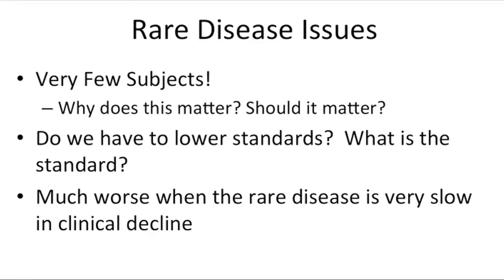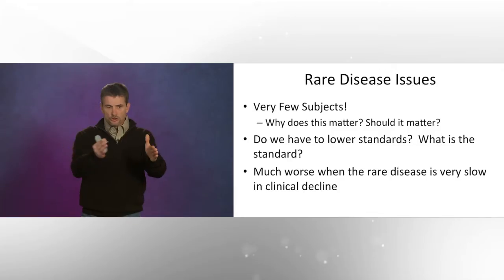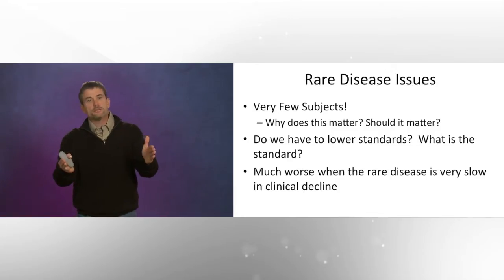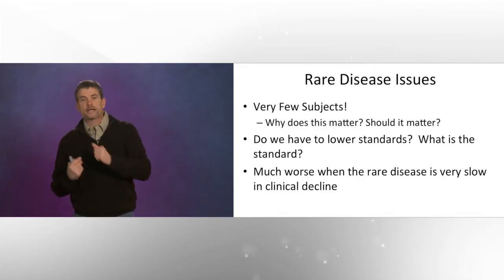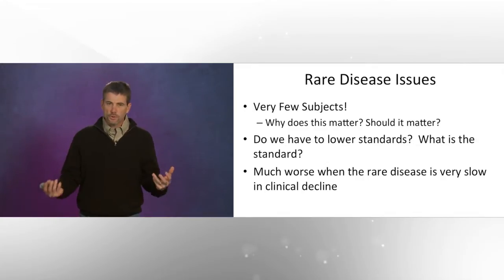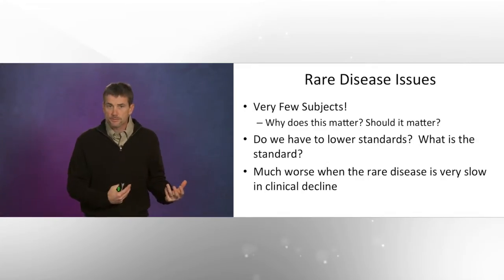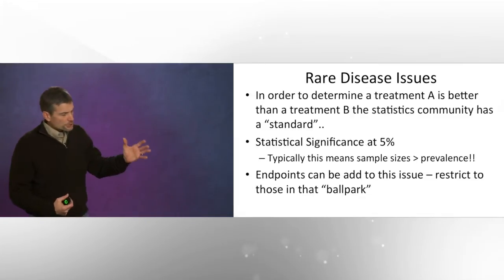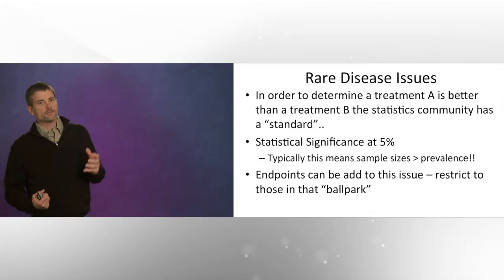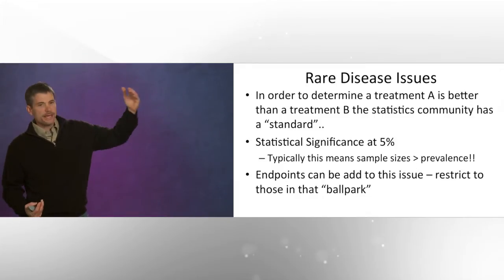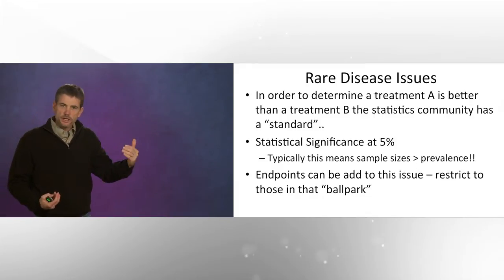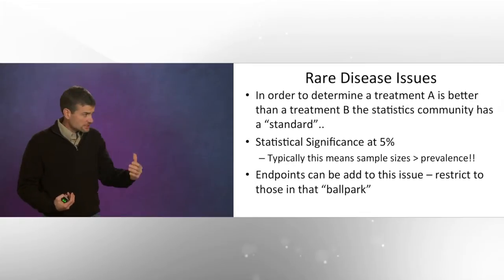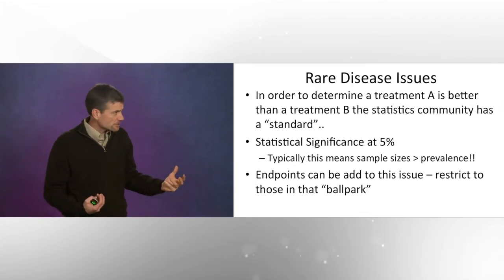But of course, it's a much worse problem when we have slow decline. If a patient takes 15 years to decline, do we put patients on placebo for 15 years to pick out a difference? Is there a different way? Can we do some Bayesian things that may help here? In order to determine A is effective, the standard approach is we compare A to B, we run a trial, we do statistical significance at 5%.